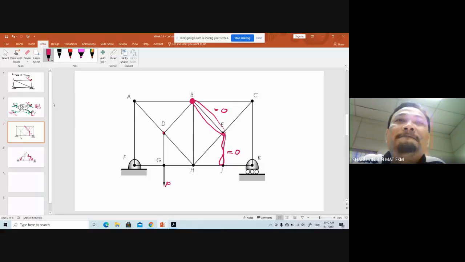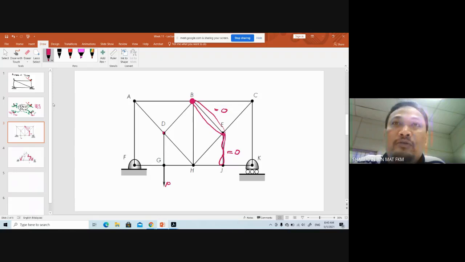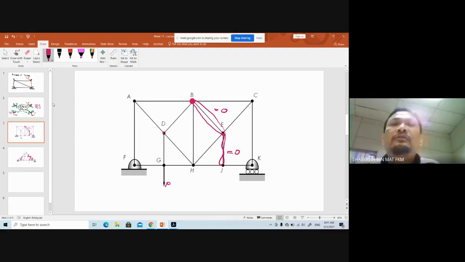Sir, then why is BE considered 0 while BD is not a 0 member? Good question, why is BE considered as 0? I'm asking why BE is a 0 member but BD is not a 0 member. Because these two are symmetrical, right? No, we don't do symmetrical. I will do it again, okay?